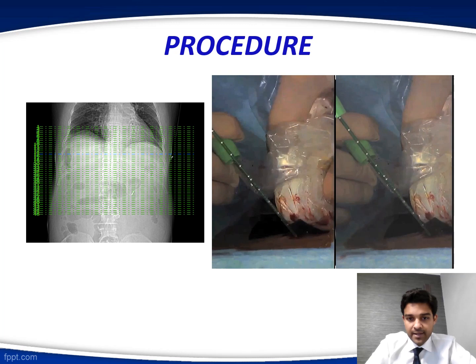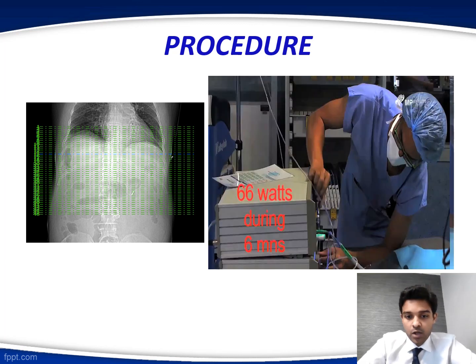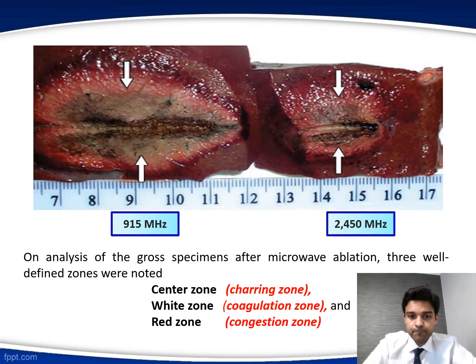Then the antenna is placed at the target, and using the microwave generator, heat is applied, 66 watts for 6 minutes, so that a proper ablation takes place. So these are the various ablation zones for microwave ablation. This varies with watts, so at 20 watts, 40 watts, 60 watts, 80 watts, 100 watts, as you can see. And it is also time based, so it varies with time. So at 20 watts for 3 minutes, this is the ablation zone. For 40 watts, 10 minutes, that's the ablation zone. So these are the different types of ablation zones.